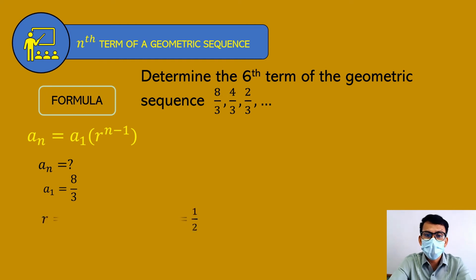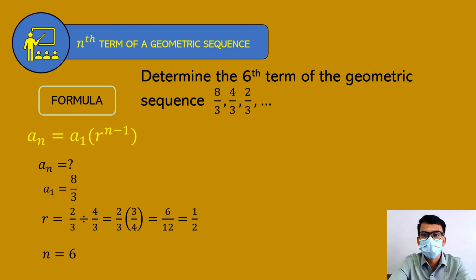Now how do we get r? So divide 2/3 by 4/3, that is, get the reciprocal of 4/3, that is 3/4. Then proceed to multiplication. 2 times 3, that is 6. 3 times 4, that is 12. Reduce to the lowest term, that is 1/2. So r is equal to 1/2. Next, n is equal to 6.